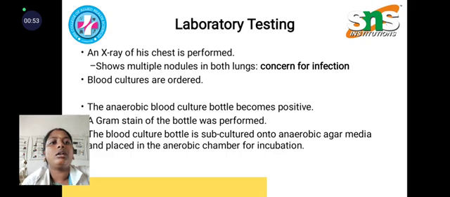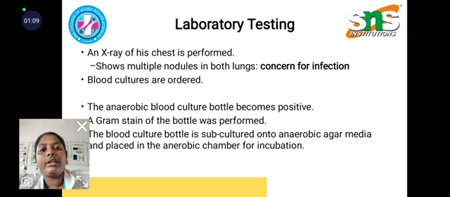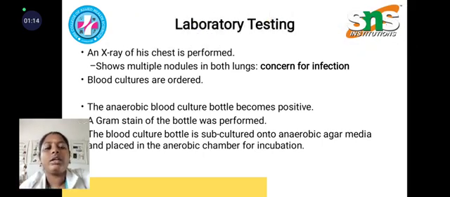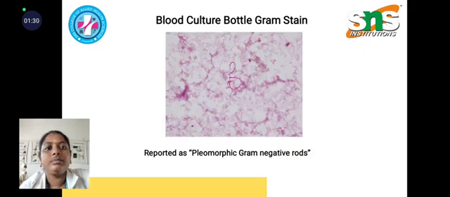On performing the laboratory testing, a chest x-ray was performed, and it shows multiple nodules in both the right and left lungs, and blood cultures were ordered, and the anaerobic blood culture bottles became positive. Moreover, Gram staining was performed, and the blood culture bottle was subcultured onto anaerobic agar media and placed in the anaerobic chamber for incubation. Anaerobes represent the absence of oxygen.